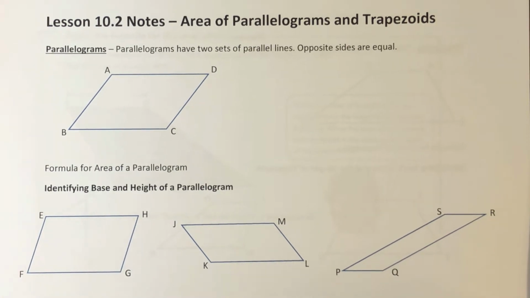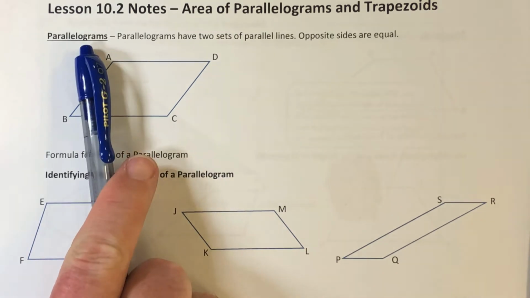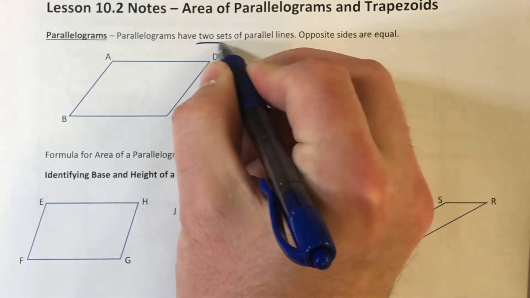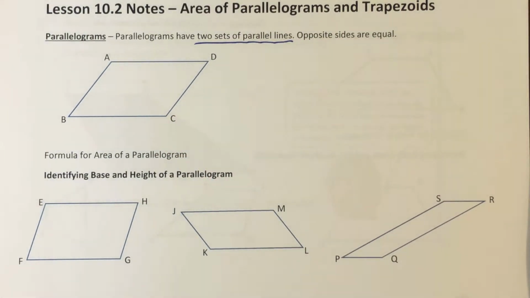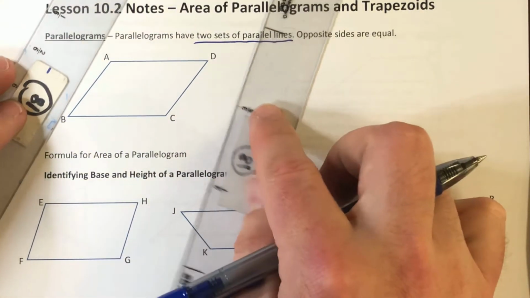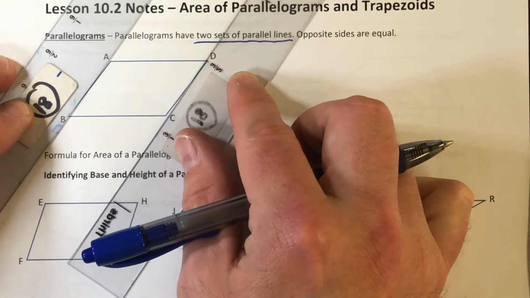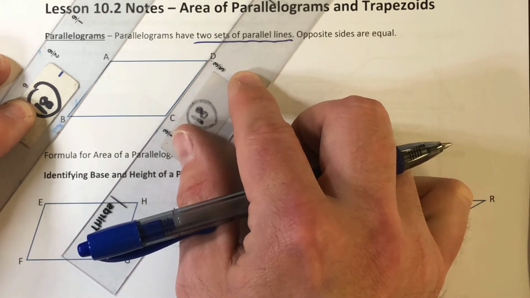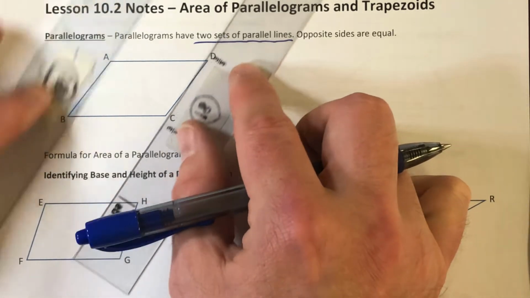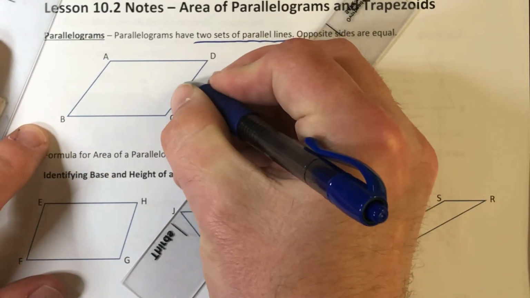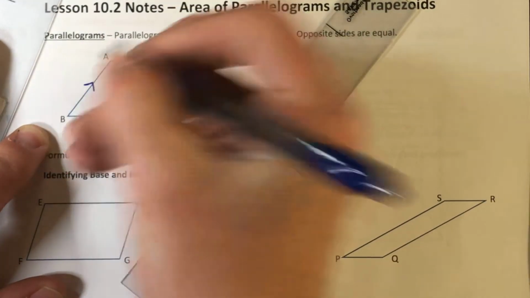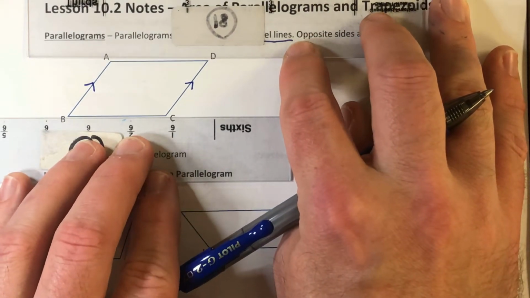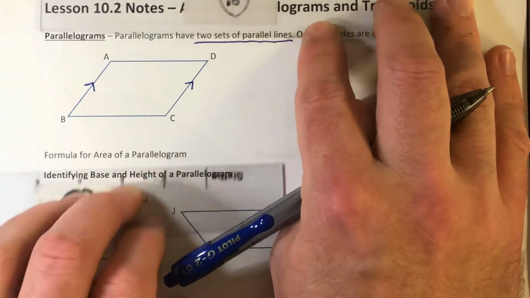So let's get started. So first, parallelograms. How do you identify a parallelogram? Parallelograms have two sets of parallel lines that are opposite of each other. Parallel means never going to touch. So if I look at line AB and line CD, I notice they're never going to touch if I extended the lines in either direction. So those are parallel. And then I also notice that line AD and line BC are parallel. They'll never touch.